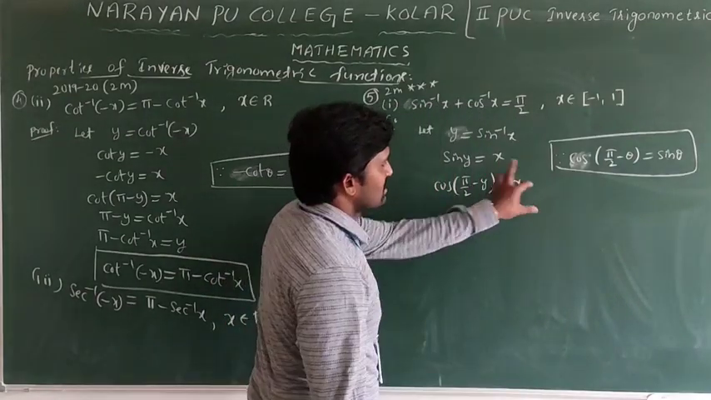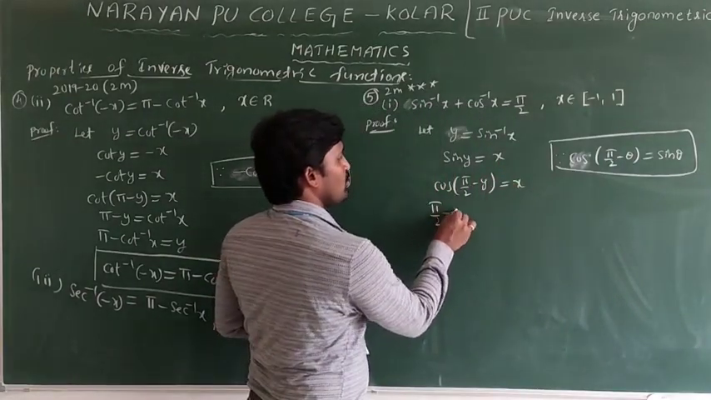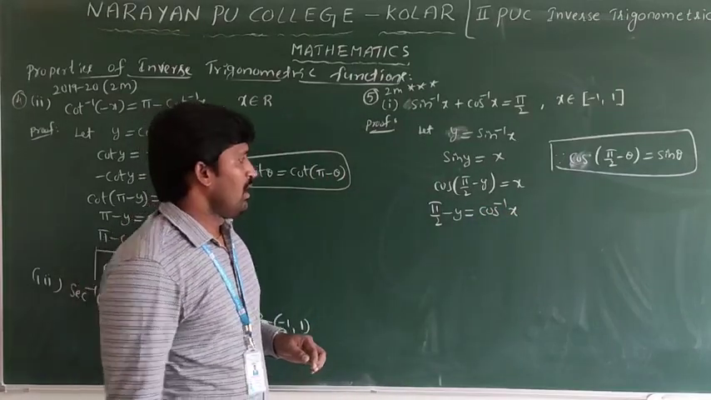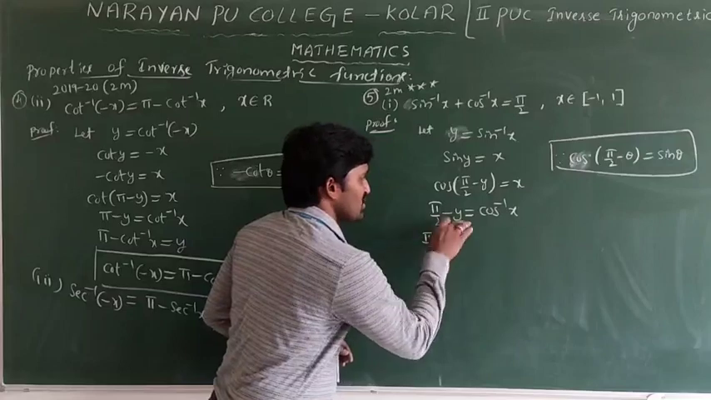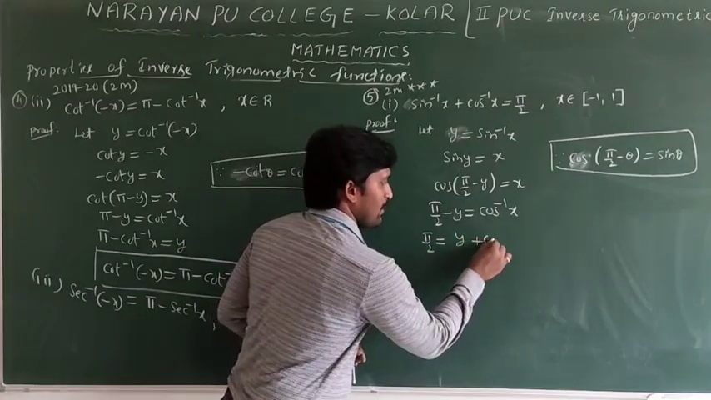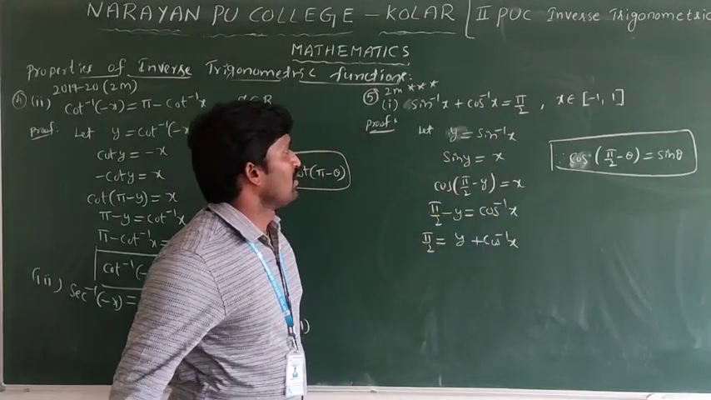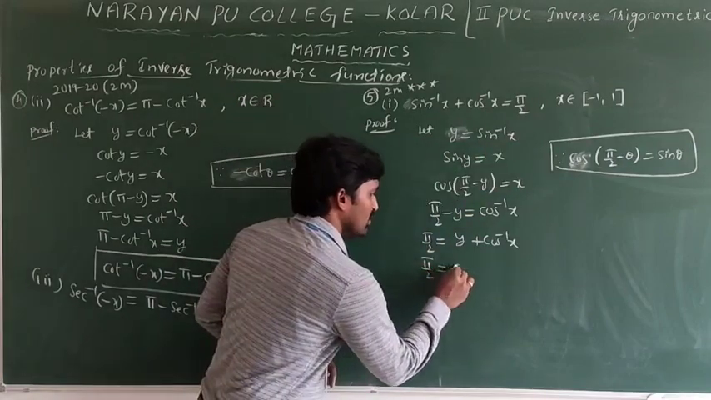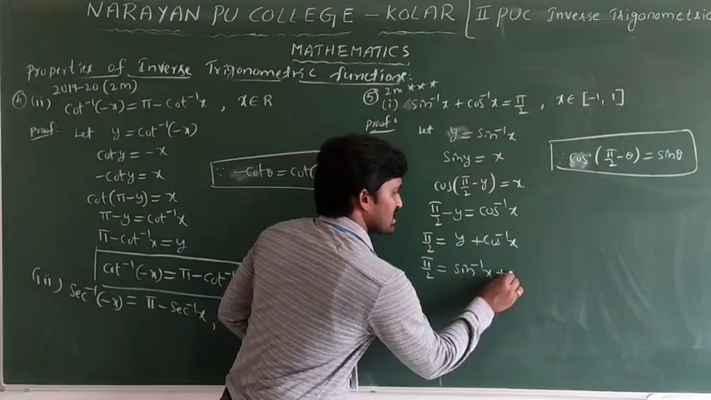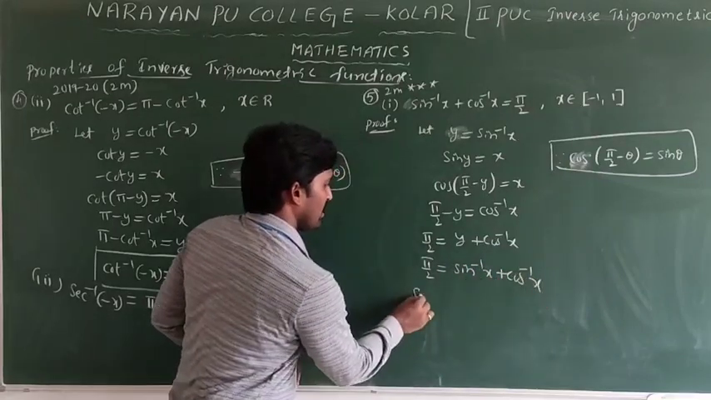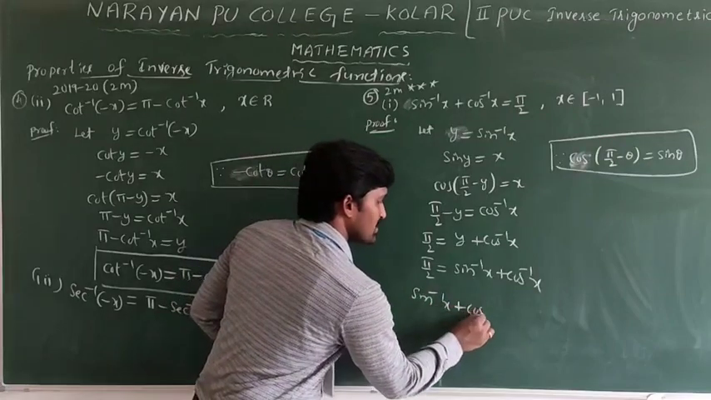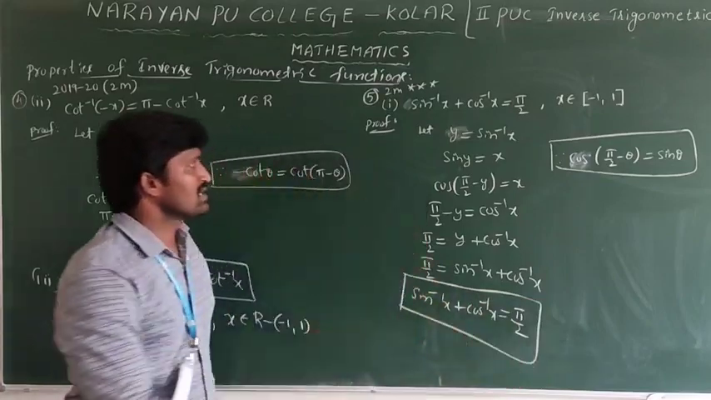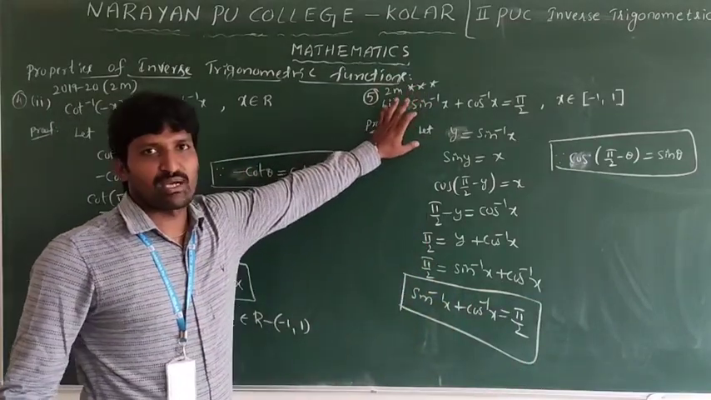Now take cos to the right side. Pi by 2 minus y equals cos inverse x. Now take the minus y to the other side, that is plus y equals pi by 2 minus... that is, y plus cos inverse x. What is the y value? Sin inverse x. Pi by 2 equals sin inverse x plus cos inverse x. Finally we can write sin inverse x plus cos inverse x equals pi by 2. It's a very simple, very easy, but 2 marks question.